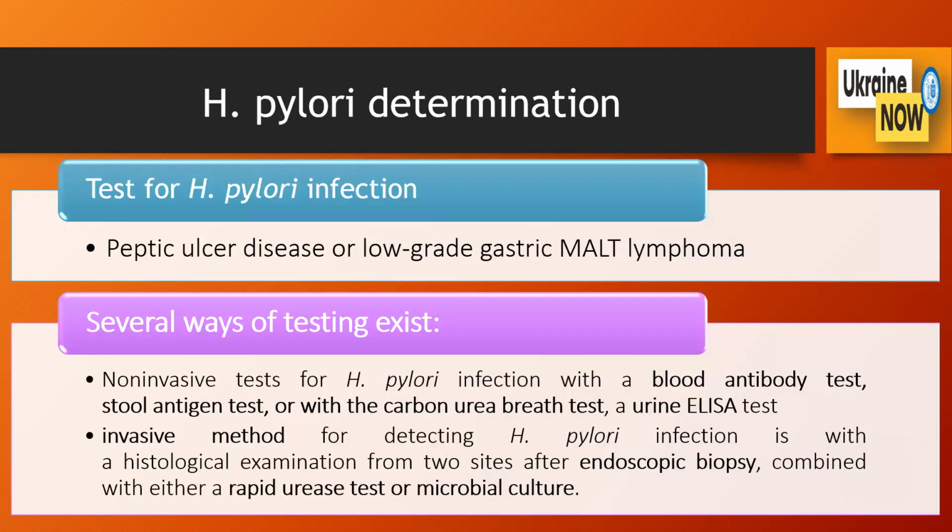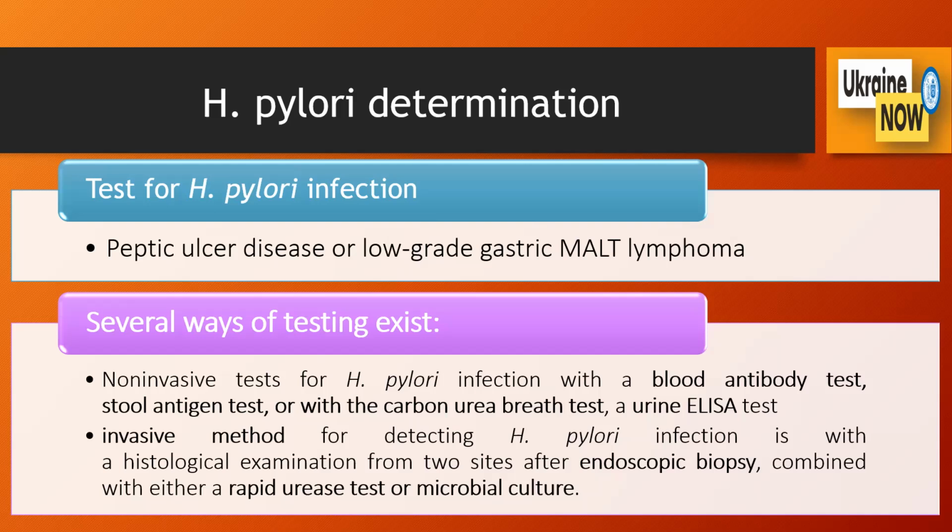Next is the test for Helicobacter pylori infection. It is recommended if peptic ulcer disease or low-grade gastric MALT lymphoma is present, after endoscopic resection of early gastric cancer, for first-degree relatives with gastric cancer, and in certain cases of dyspepsia. Several ways of testing exist.